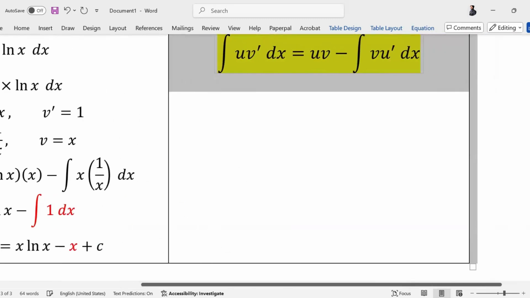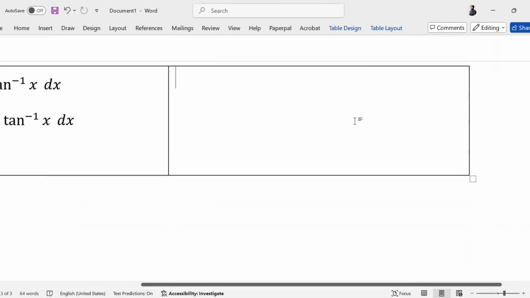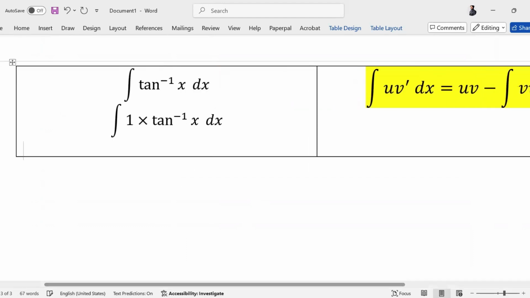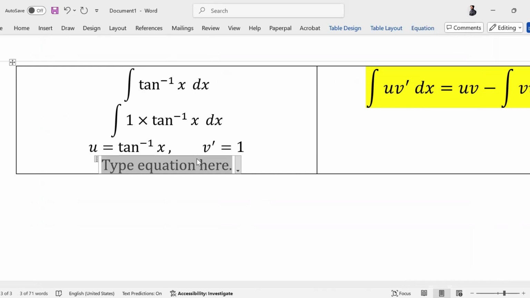In writing this, complete integration by parts. Okay, how do I integrate tan inverse of x? What do I take as u? Tan inverse of x. And what do I take as v dash? 1. So what will be my u dash?